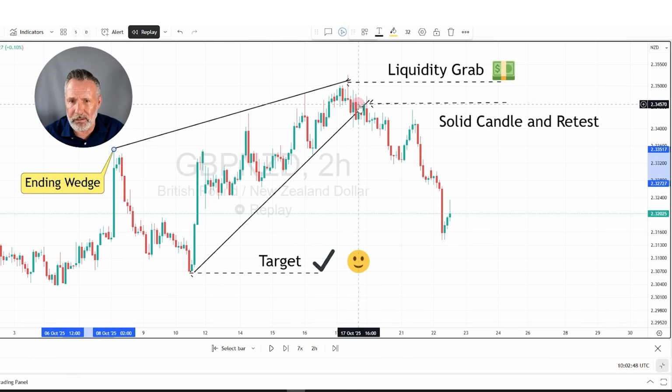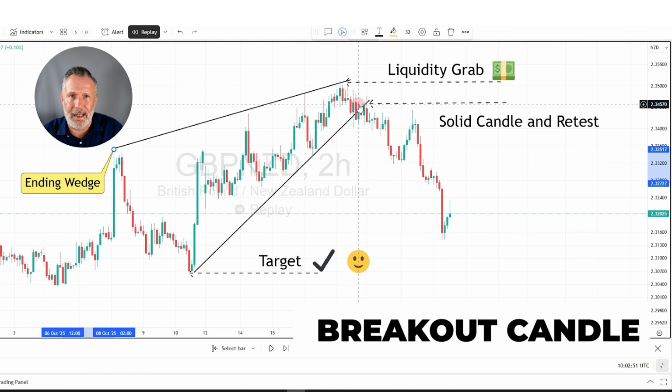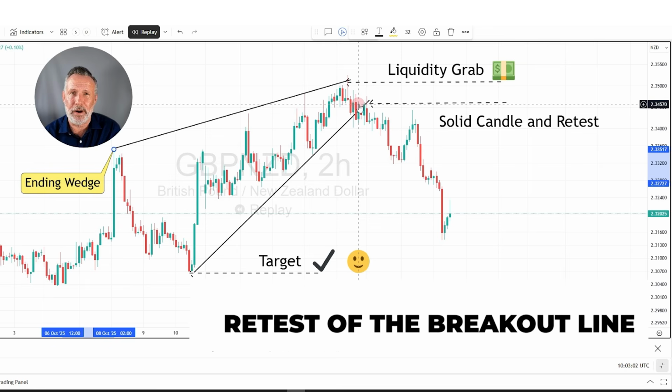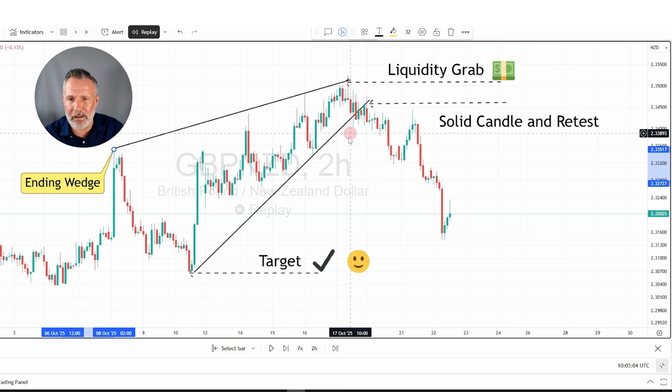The second is a solid breakout candle. This should close towards the end of the candle, showing that sellers are in control. And the third is a retest of the breakout line. Markets will often come back and test the breakout line to ensure that the signal is solid. Please note, this is not the breakout level, but the breakout line, which is normally at higher levels.